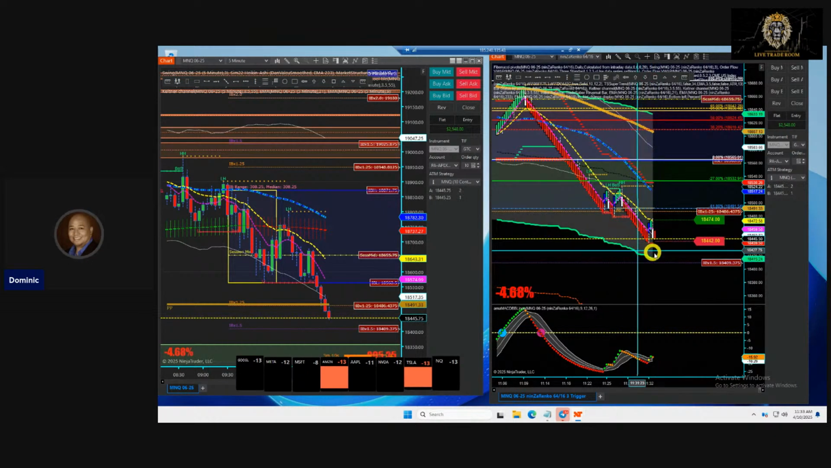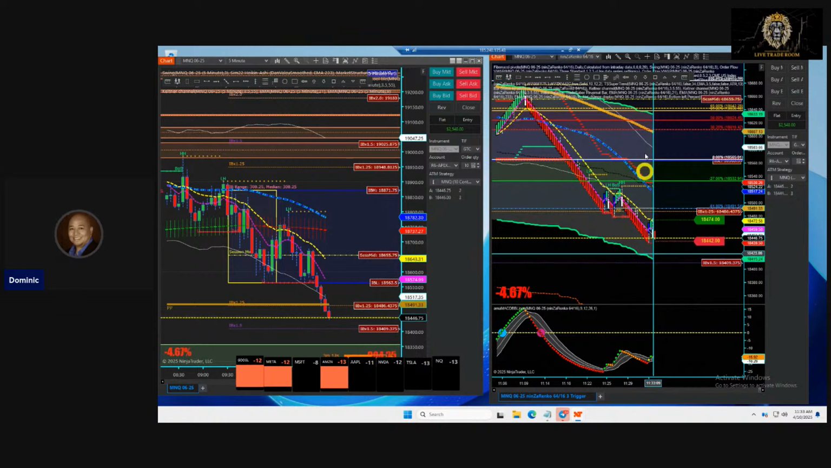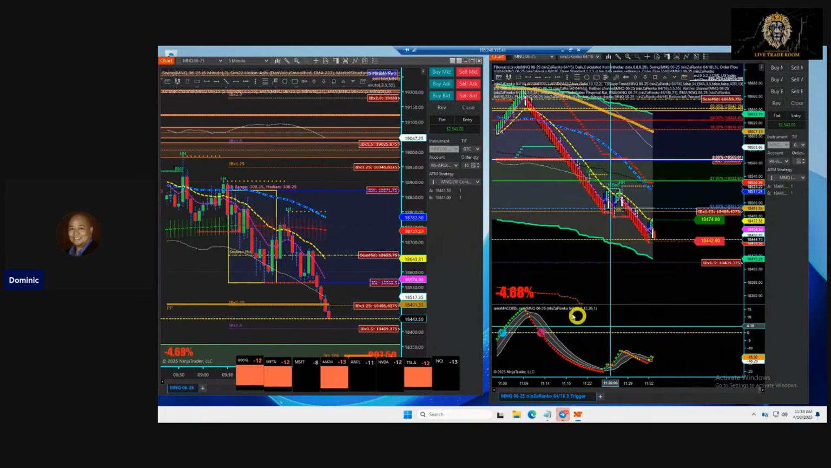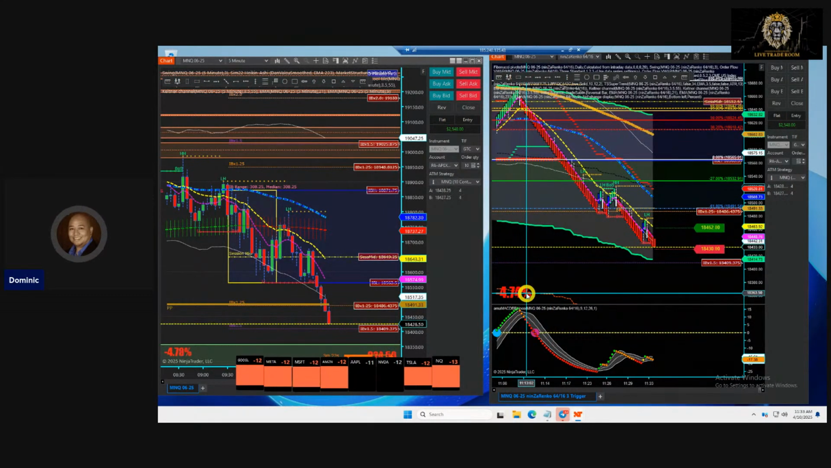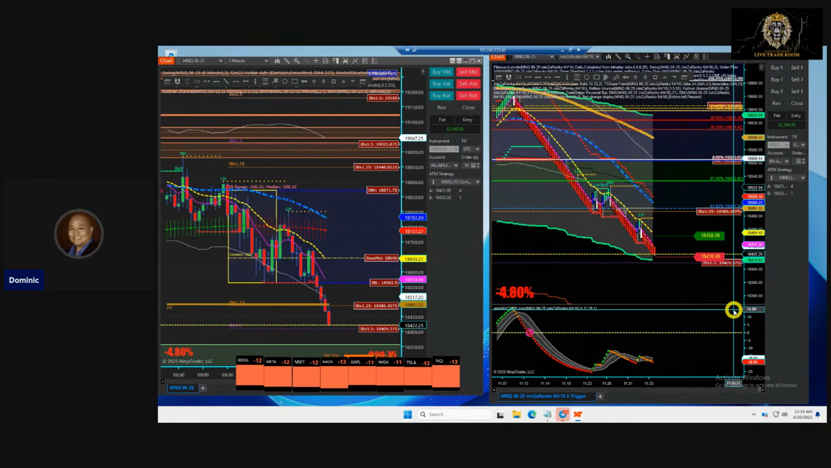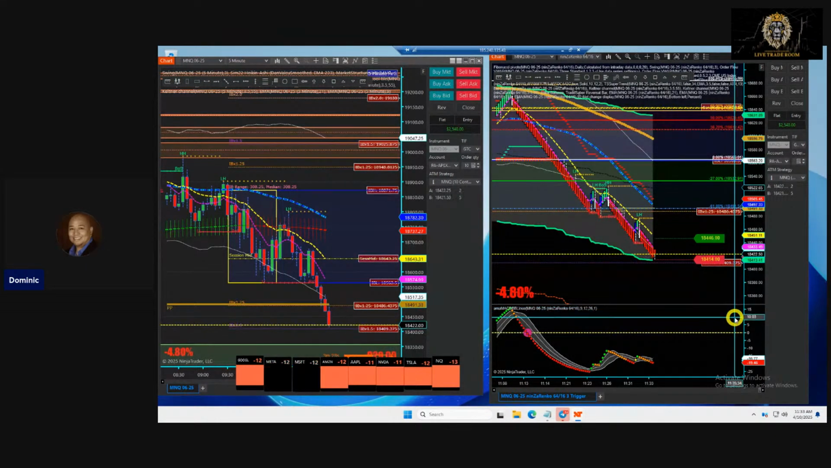Hopefully it does pull back, because now we're at the 1.5 extension of this IB. Hopefully it pulls back here and comes back up. That's all you can hope for. Again, look at this. We're getting close to it. There's circuit breakers at 7%. Keep that in mind. And we're approaching that right now.